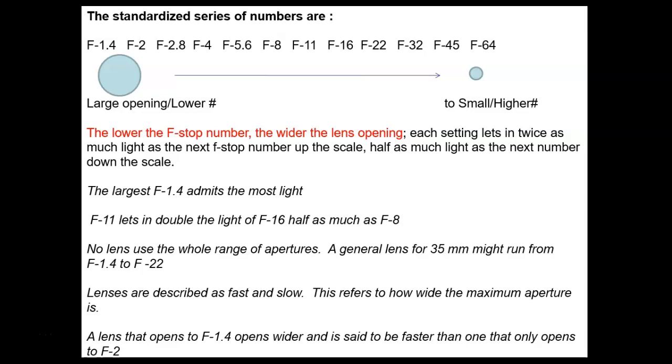I know that can be a little confusing, but it is really important because aperture does control some creative elements of your photograph that you might want to adjust manually. So the lower the f-stop number, the wider the lens opening. Each setting lets in twice as much light as the next f-stop up the scale and half as much light as the next number down the scale. So that's how you want to think of it. As you open up your aperture, you're letting in twice as much light. As you're stopping down, you're letting in half as much light.